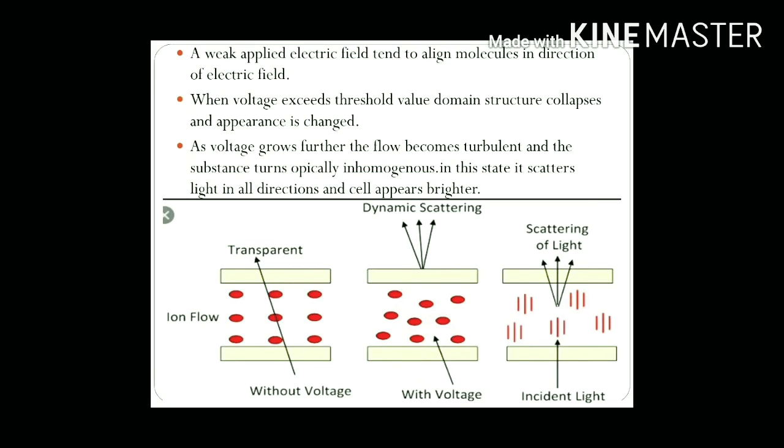When the liquid is not activated, it is transparent. When the liquid is activated, the molecular turbulence causes light to be scattered in all directions and the cell appears to be bright. This phenomenon is called dynamic scattering.